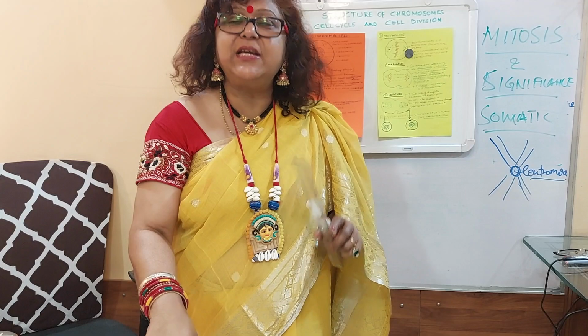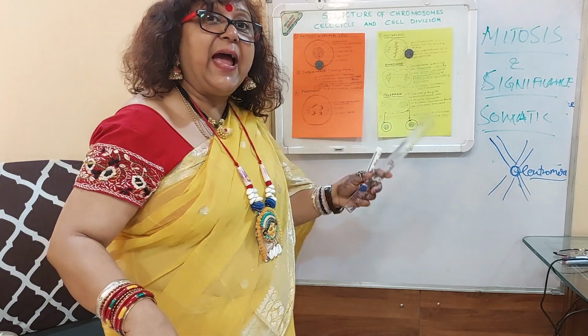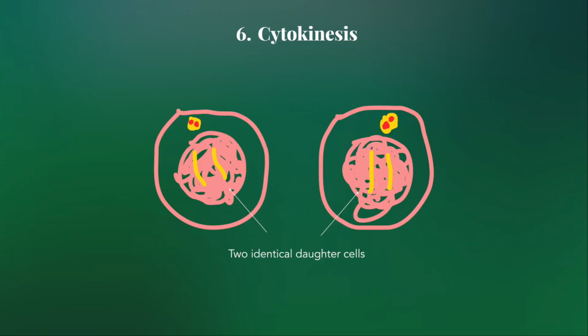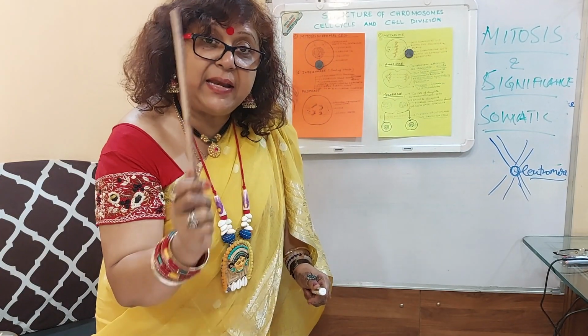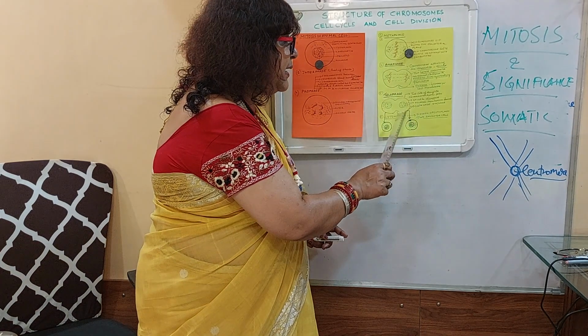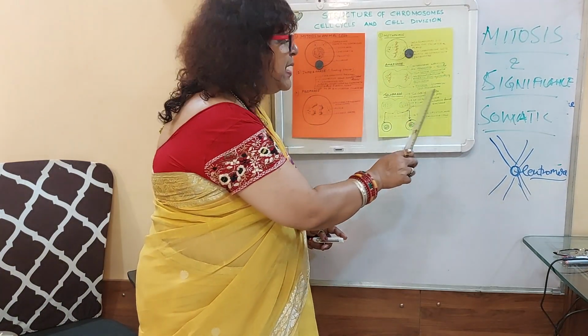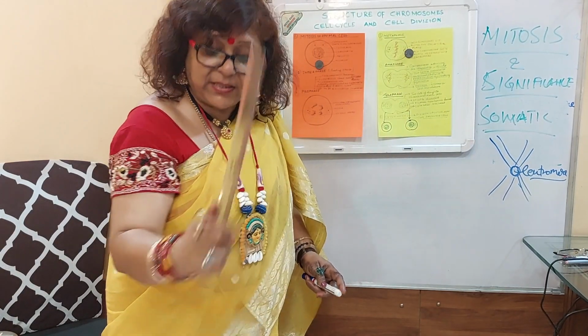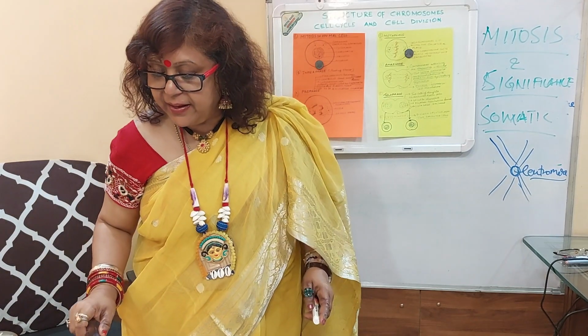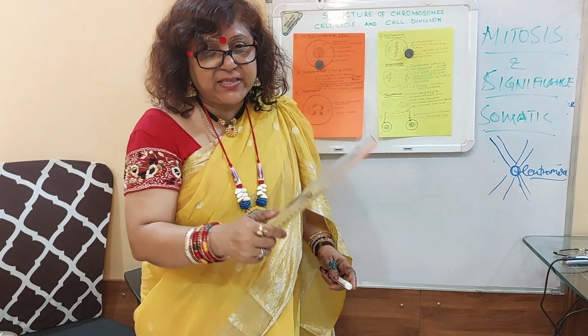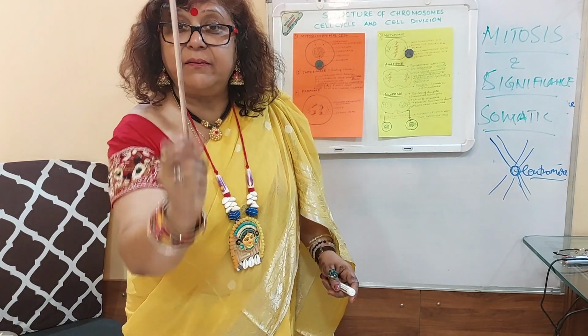Next stage after telophase, as I told you, mitosis is divided into two parts: karyokinesis, which is the nuclear division, and cytokinesis, the division of the cytoplasm. When this stage is reached, this cleavage deepens, and cytokinesis means division of the cytoplasm. Another difference between plant and animal: cytokinesis in an animal cell takes place along the cell membrane, but in a plant cell, a cell plate is formed. You can see it in your book. A cell plate is formed.